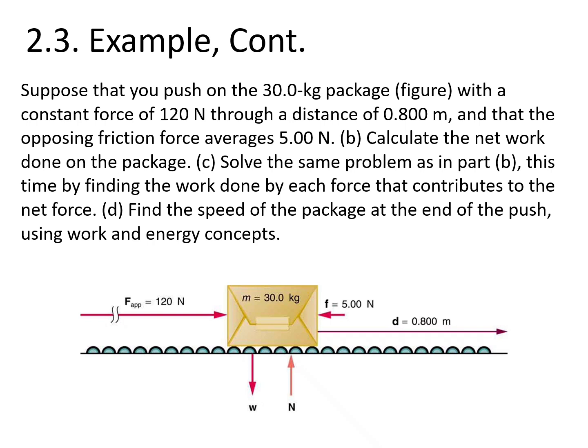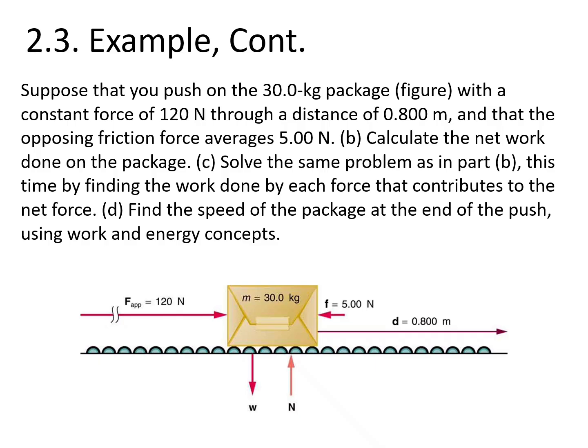Part B asks for the net work done on the package. Part C asks us to calculate the work done by each force separately and then add them. Part D asks for the final speed using work and energy. Before doing calculations, let us identify the forces.